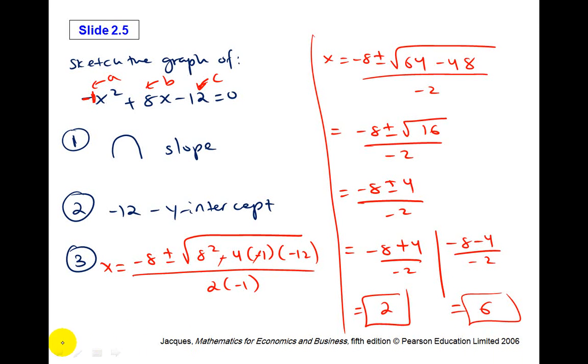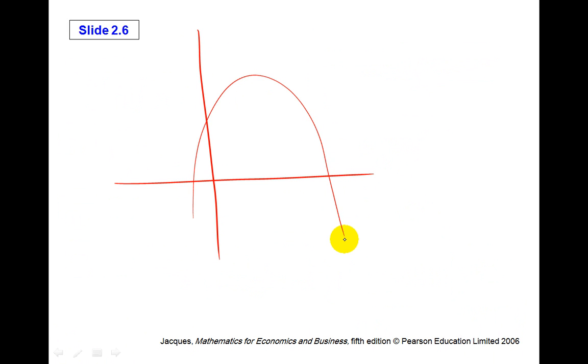Okay, now I'll start to show you how I can sketch the graph. We know that it is a sad face, like an inverted U. We know that the y-intercept is -12, and we know that the x-intercepts are 2 and 6. Let's say you have 2 here and you have 6 here. Good.